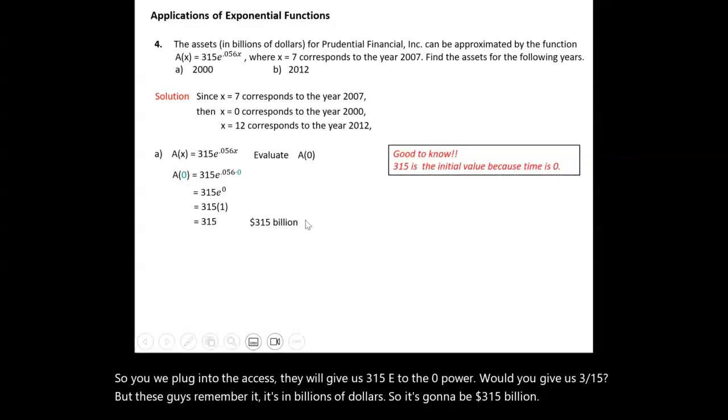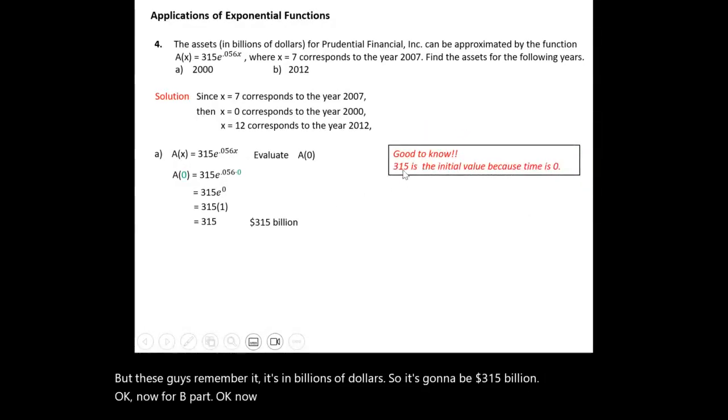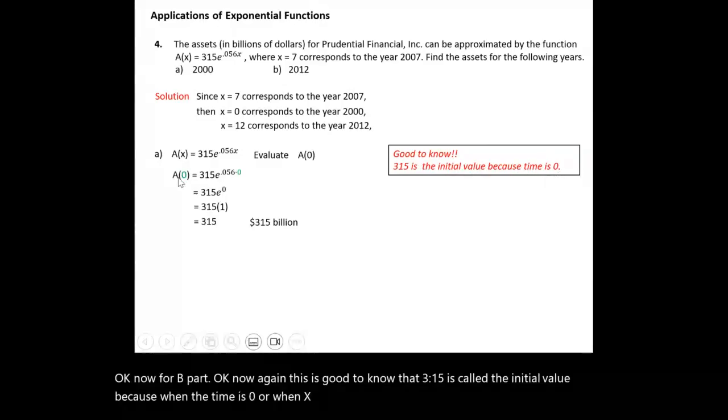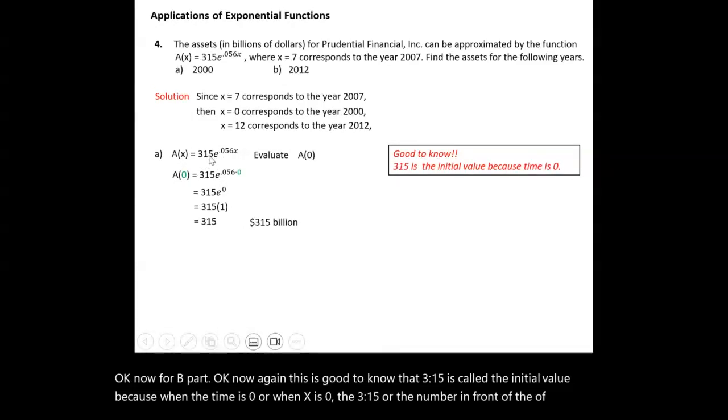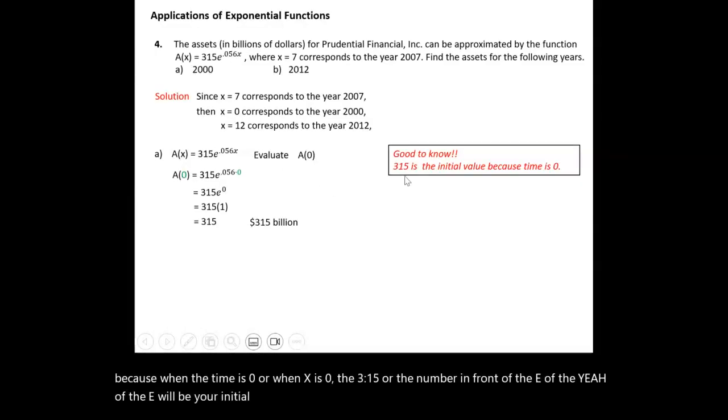Now for part B. Again, it's good to know that 315 is called the initial value, because when the time is 0, or when x is 0, the number in front of the e will be your initial value. It's good to know, I think, for the next problem that we're going to be doing.